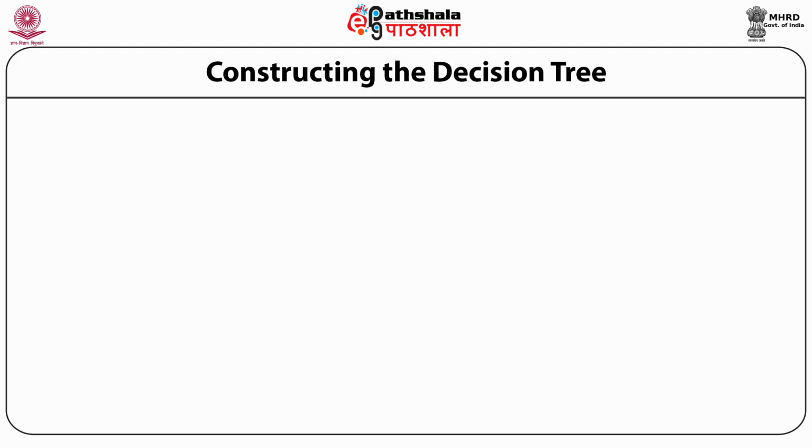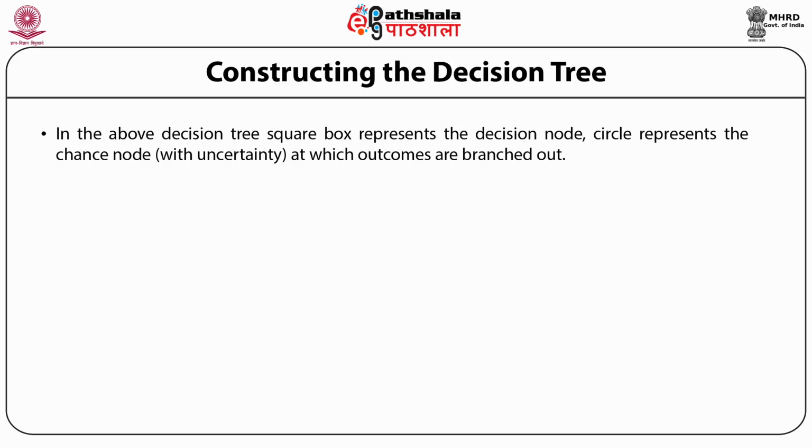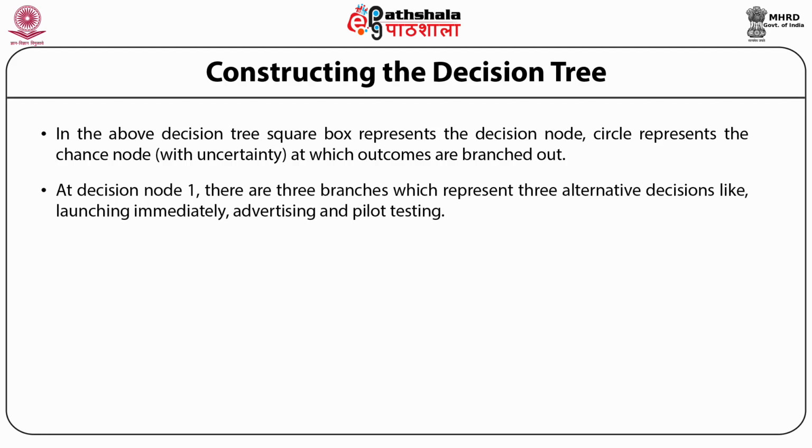So in this slide, I have mentioned the complete process of constructing the decision tree. As you can observe in the above decision tree, the square box represents the decision node, and the circle represents the chance node. Chance node means an uncertainty. Every chance node represents an uncertain environment, at which outcomes are branched out. At decision node 1, there are 3 branches, which represent 3 alternative decisions: launching immediately, advertising, and pilot testing. We are to select one out of these 3 decisions.